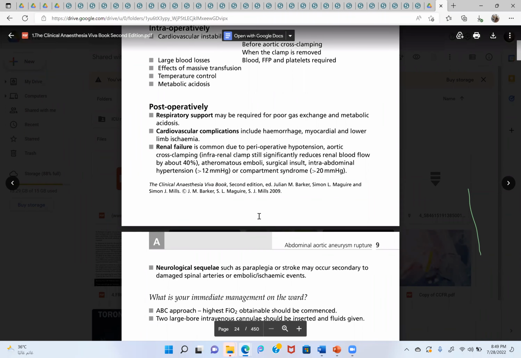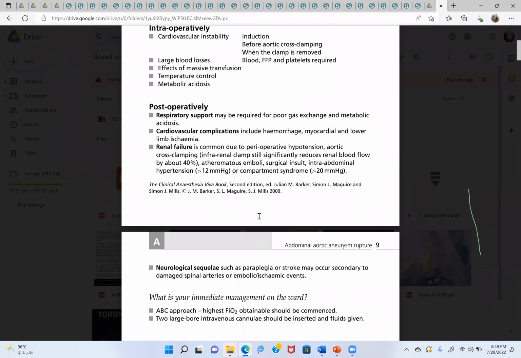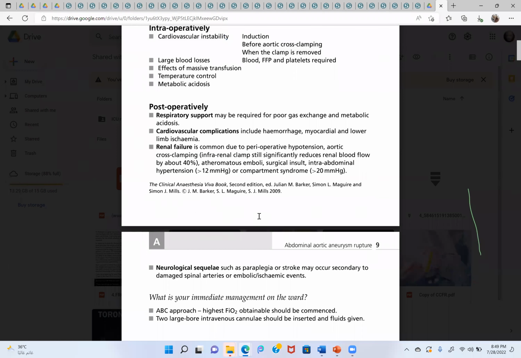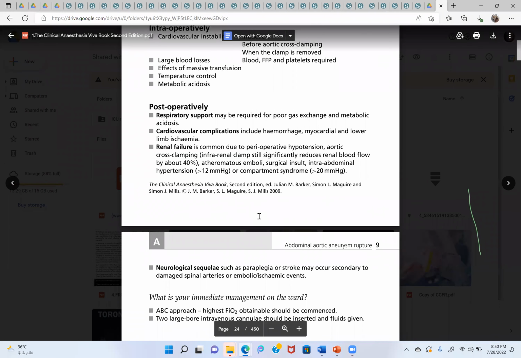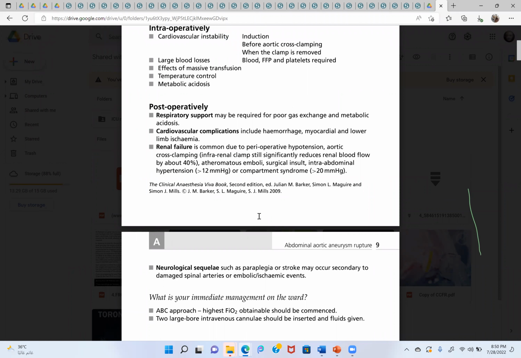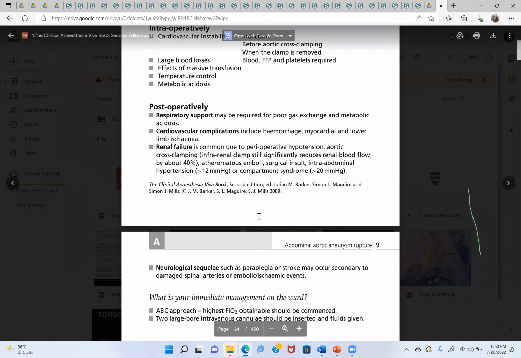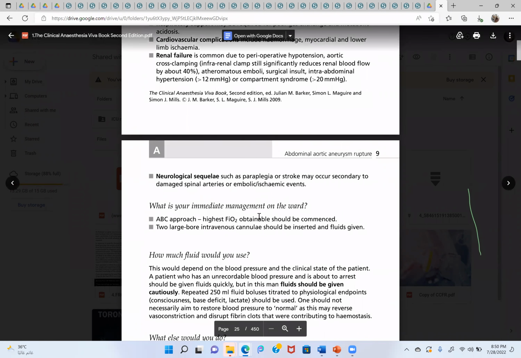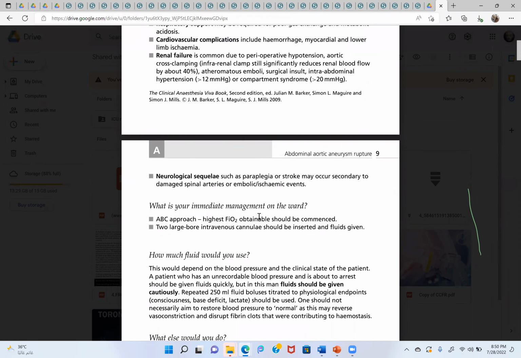So respiratory support may be needed. Metabolic acidosis, and even metabolic alkalosis can occur because of massive blood transfusion. Later on, after day one, day two, all this citrate can cause metabolic alkalosis even, okay? So renal failure is common due to perioperative hypotension, aortic cross-clamping. With an infrarenal clamp the chances will be less, but still it can occur, okay? So atheromatous emboli, that's what I was telling you. Surgical insult, intra-abdominal hypertension or compartment syndrome when they close it, okay? So neurological sequelae because of spinal cord problem, paraplegia, stroke can occur, okay?